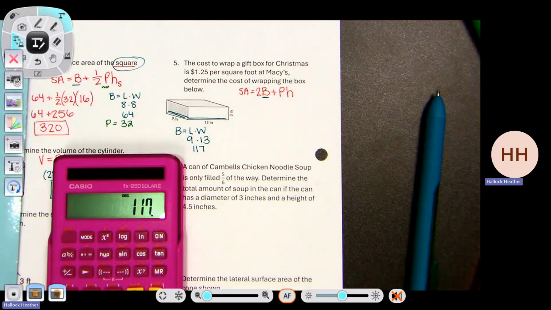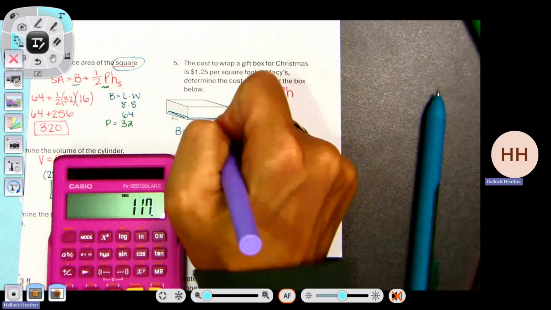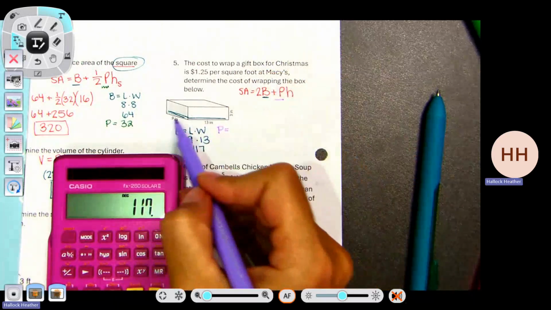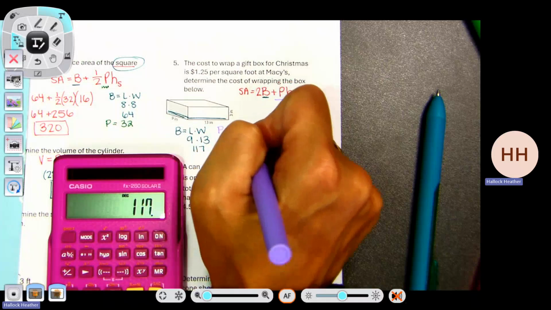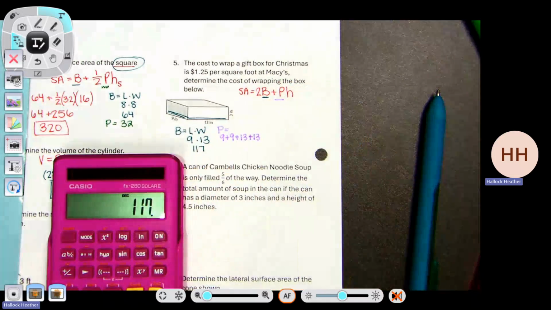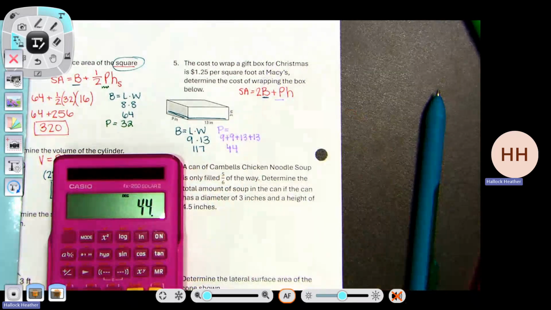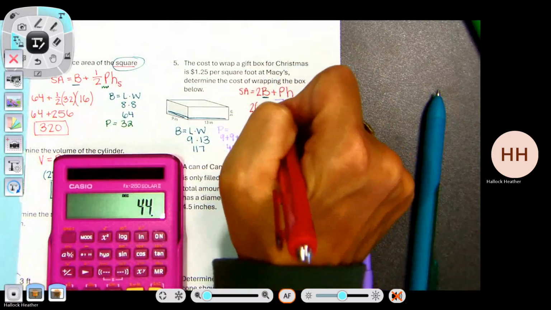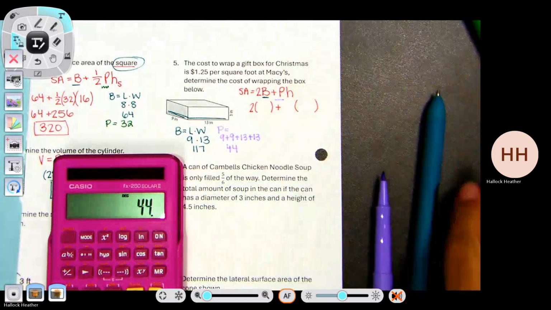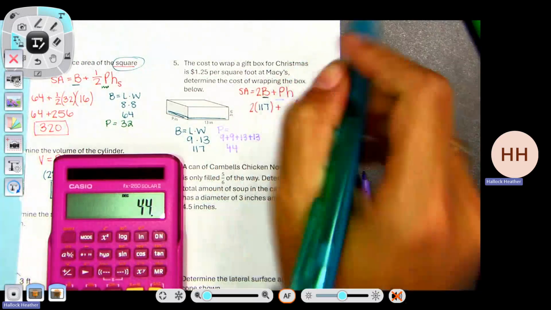I also need to find the P for this. So if I look at the P, P stands for perimeter of the base. I'm using the same dimensions. I have 2 9s, 9 plus 9, and I have 2 13s because it's a rectangle. So if I add 9 twice and I add 13 twice, that makes 44 for my perimeter. My B is 117, the area.